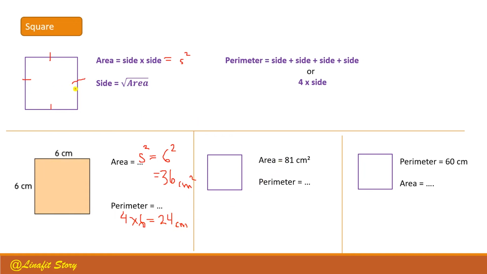If the area is 81 square cm, then find the perimeter. First, we should find the side. To get the side, it is the square root of the area. The square root of 81 is 9. So to get the perimeter, it is 9 plus 9 plus 9 plus 9, or 4 times 9, which is equal to 36 cm.